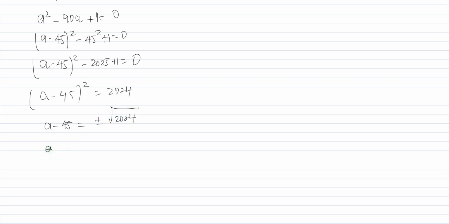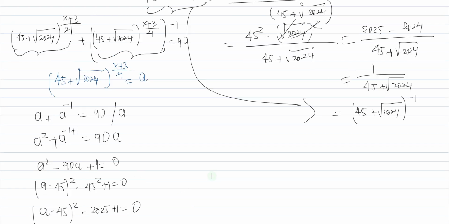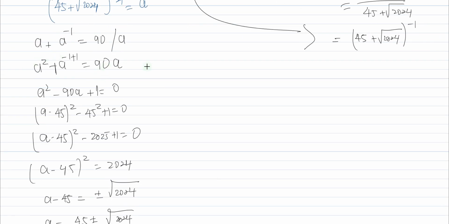So now we have a equals 45 plus or minus square root of 2024. Okay, and then here we are going to have that a1 is going to be equal to 45 plus square root of 2024, and a2 is going to be equal to 45 minus square root of 2024, which is the same thing as 45 plus square root of 2024 to the power of minus 1, because we have already done this here.